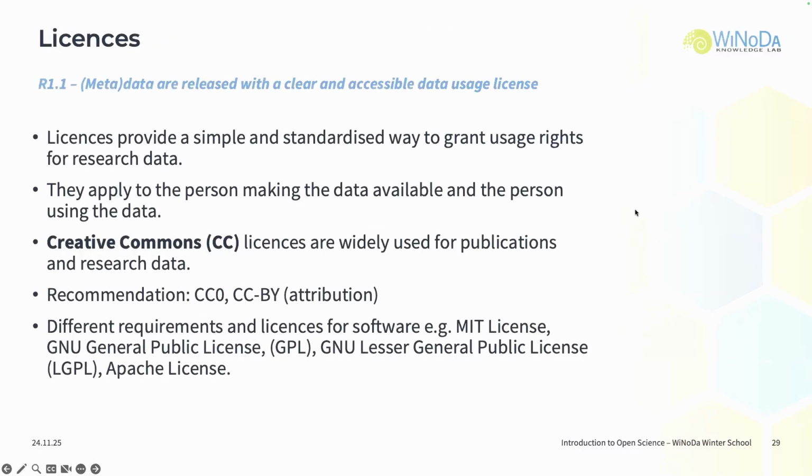A central aspect to ensuring or guaranteeing reusability are, of course, licenses. I already mentioned that, because they provide a simple and standardized way to grant usage rights to research data. And they are basically a type of contract between the person that makes the data available and the person that is using the data. The most common open licenses for research data and publication are the Creative Commons, that are also recognized internationally. There are different types of Creative Commons licenses.